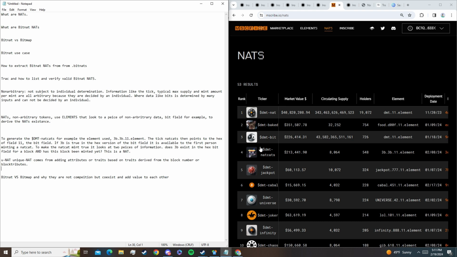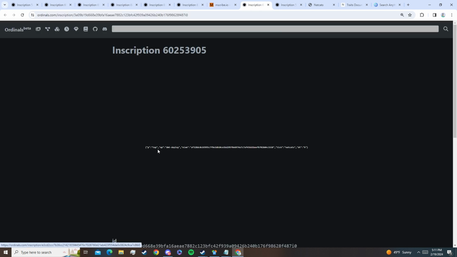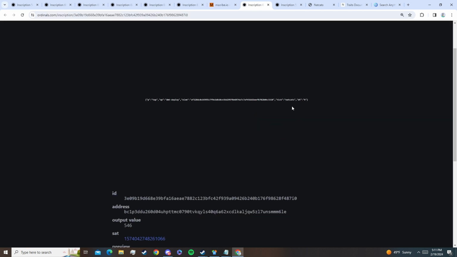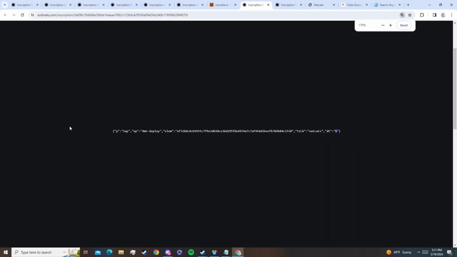But NatCats, if you were to look at this NAT, it calls on 3B, pattern 3B, field 11. That's the element. We look on the deployment ID. And here it tells you it's looking at the hex field. So we need to find 3B in the hex field. If that's true, if 3B is true in the hex field, then a NatCat exists. So this project's already completely minted out. No need to look for these anymore.